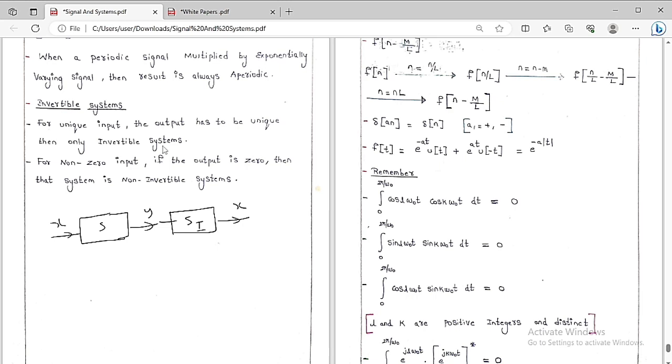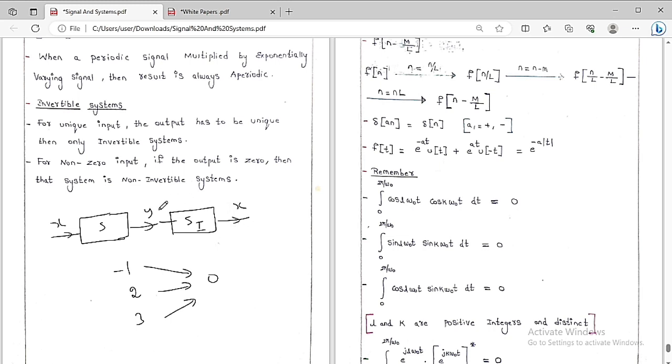For non-zero input, if the output is 0, then the given system is said to be a non-invertible system. Suppose the inputs are -1, +2, +3. For all these inputs, you are going to get the same output 0. If the output is 0, we don't know what the exact input is. It can be -1, +2, or +3. So definitely we can say this is a non-invertible system.